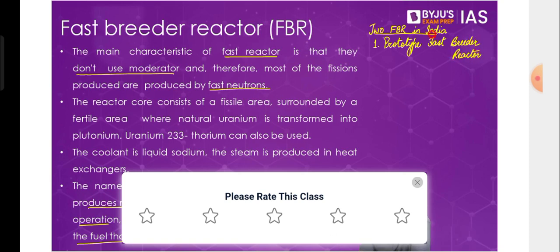Right. First one is called prototype fast breeder reactor. Now this prototype fast breeder reactor has been operational for more than 20 years, and it has been generating the required energy for us for more than 20 years now. The second type of reactor, sorry, please make this change.